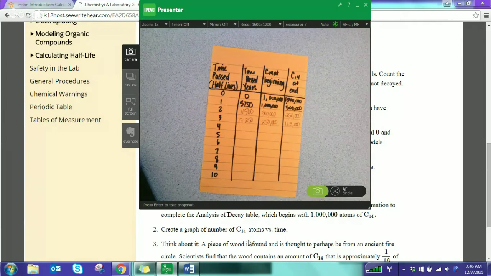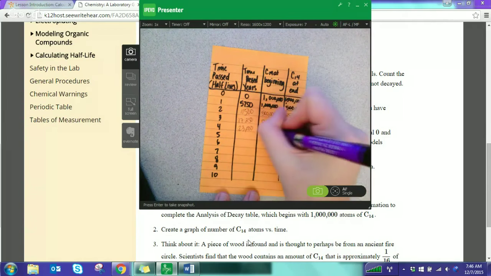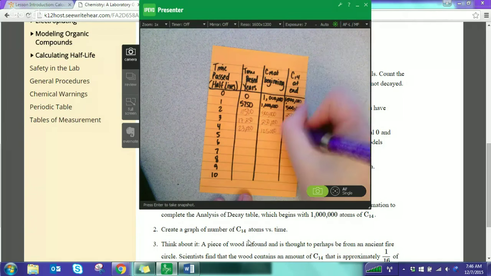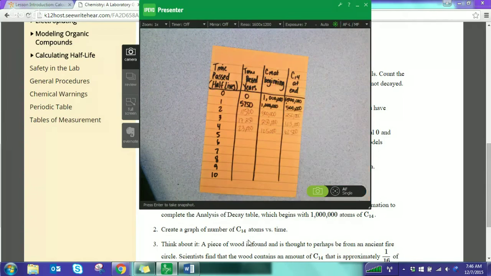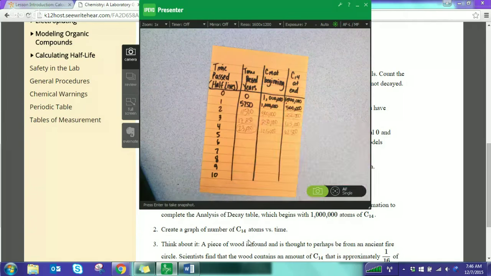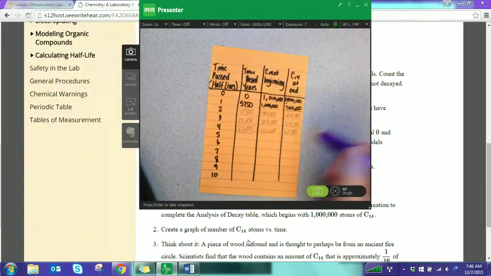And then for 4 half-lives, I'm going to add another 5,750 to get 23,000 years passed, starting with 125,000, because that's what we ended with before. Then I divide that by 2, and I get 62,500 carbon-14 left. So something that is 23,000 years old would have only 62,500 left, if they started with a million carbon-14 at the very beginning.